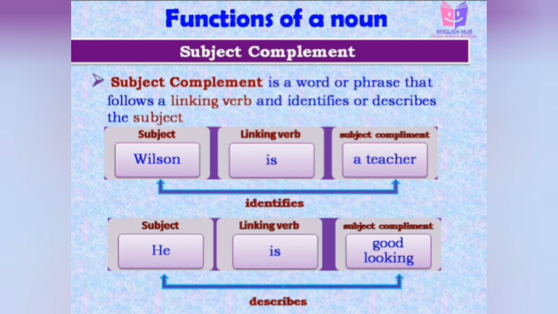Okay, look into another example. He is good looking. In this sentence, the pronoun he is the subject, while the phrase good looking acts as a subject complement. That is, it describes the subject's appearance. So, it is considered a subject complement.